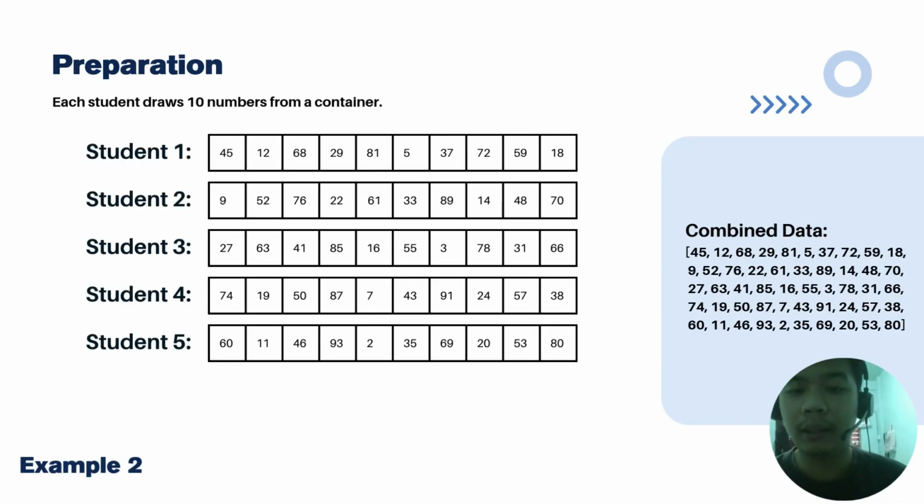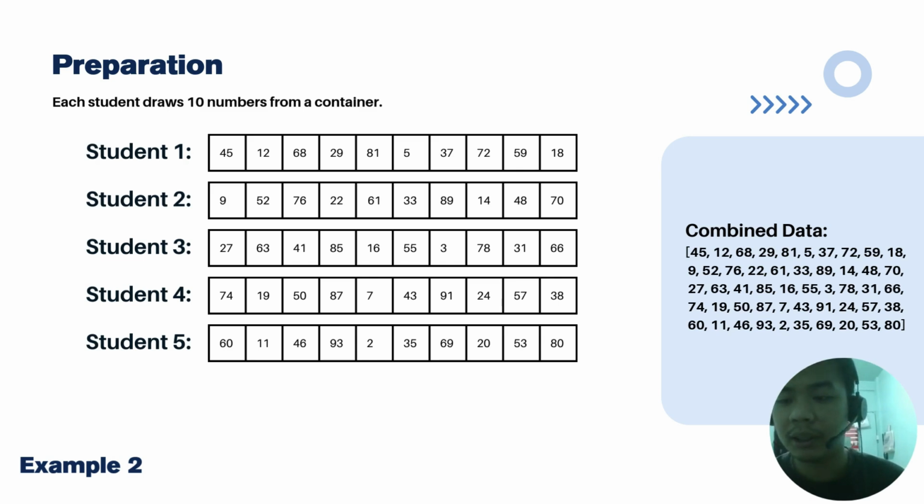On this slide, it illustrates the initial data collection phase of our exploration into normal distribution. So imagine we have a container filled with a number of slips of paper. Each of the five students reached in and drew 10 numbers at random. As you can see, it records the numbers each student selected. This combined set of 50 numbers will be the raw data.